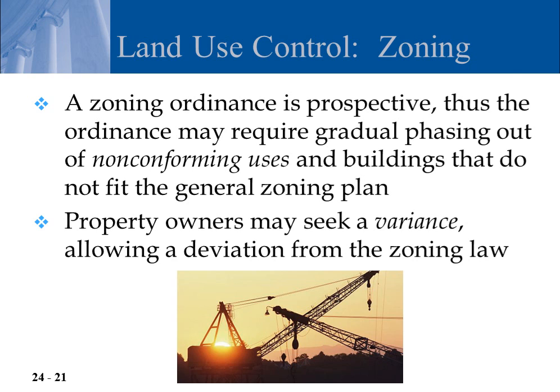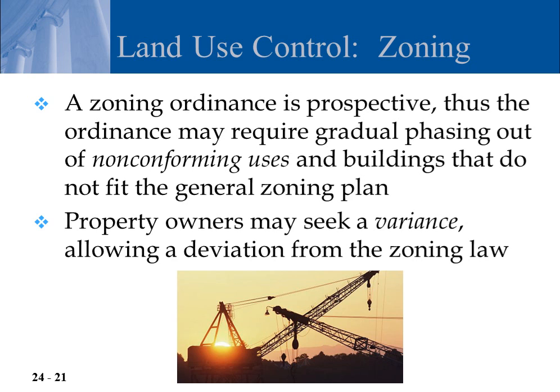Also, zoning ordinances are prospective, thus the ordinance may require gradual phasing out of non-conforming uses in buildings that do not fit the general zoning plan. So you can't change a zoning ordinance and impact businesses or buildings that are already in effect. So it might say anything built in the future can't have a sign over 20 feet high or 30 feet high, or all signs have to be put on the ground. But anything that existed before the fact cannot be affected by that zoning ordinance. So again, it's not retroactive, it's prospective.